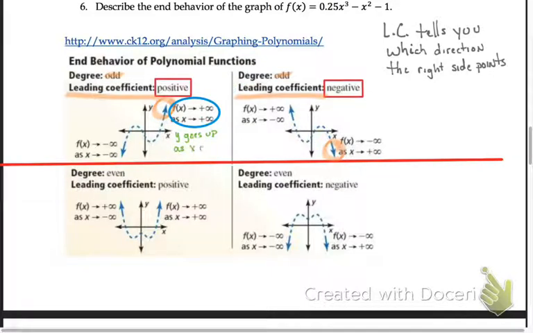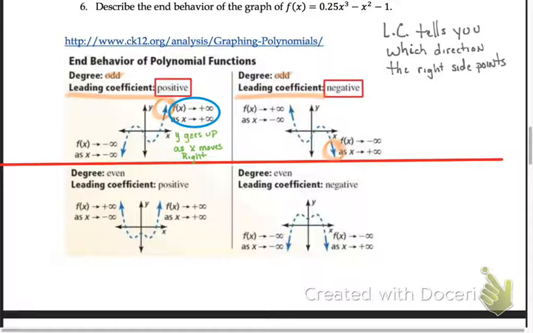So basically all that means is y goes up as x moves right. All this circled part means that y goes up as x moves to the right. As x goes closer to positive infinity in this direction, the graph's just going to keep going up.